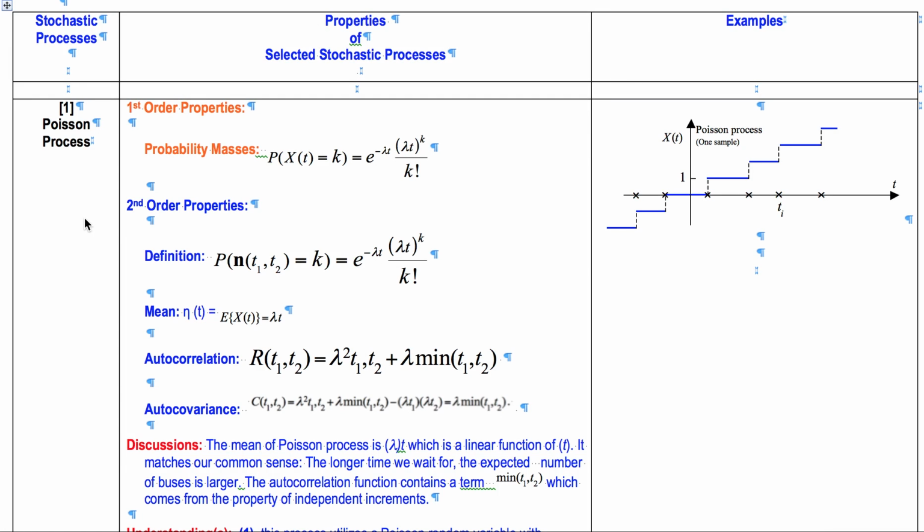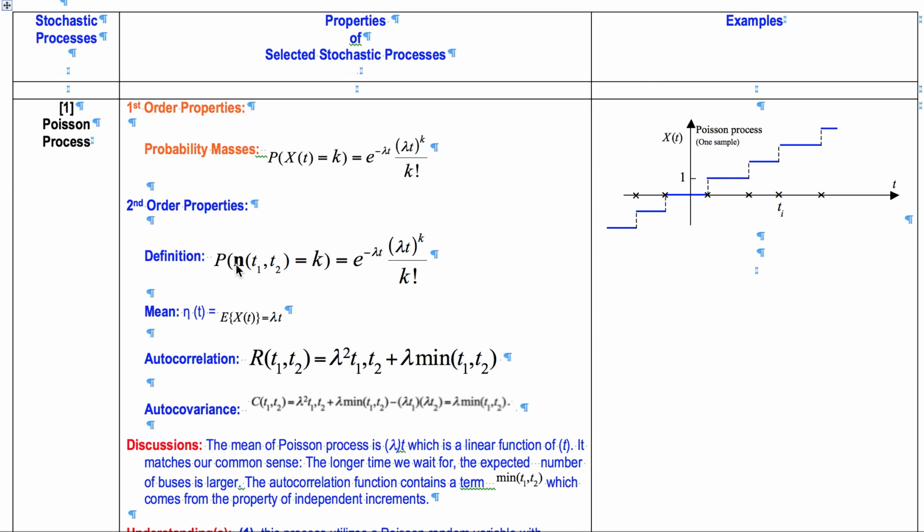Greetings. This is Nate's rendition of Homework 10, Problem 1, Part 1, the Poisson process. Within the first order properties, we see the probability mass is equal to P, excuse me, the quantity X of t equal to k, and is equal to e to the minus lambda t, the quantity lambda t to the k over k factorial.